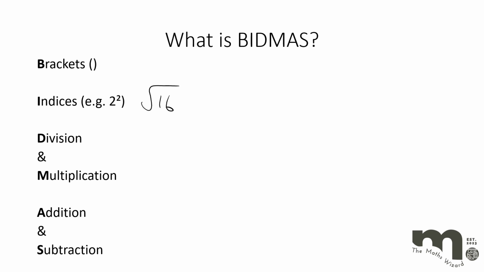Then it's division and multiplication. These are both equally important when you are completing your order of operations. So you work from left to right through those divisions and multiplications. And then you do the same thing with your addition and subtraction. Once again, they're both equally important, so you go from left to right, completing any additions or subtractions.